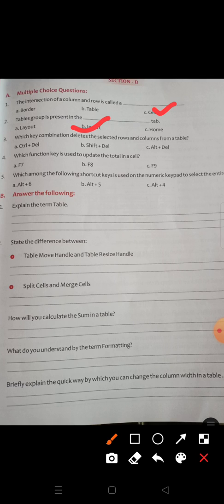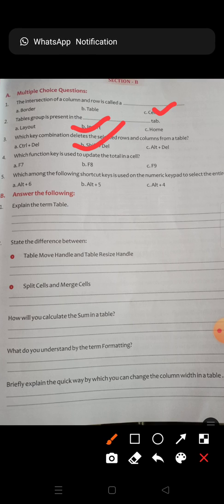The third one is: which combination deletes the selected rows and columns from a table? If you have selected a number of rows and columns and you want to delete them in one go, you can press Shift plus Del key. Three answers I have told you, and the remaining two you will try to find yourself. Read the chapter carefully and find the answers of these two.